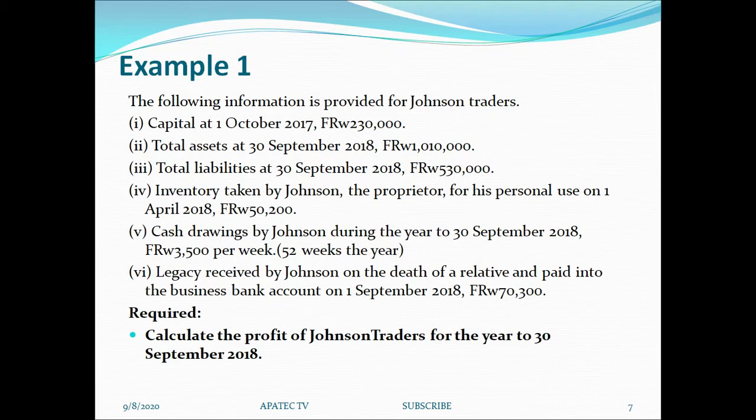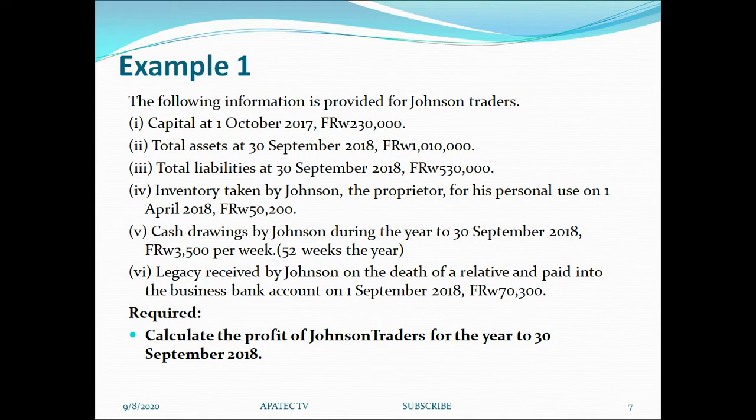Let's go for an example. Example number 1. The following information is provided for Johnson Traders. We have capital on the 1st October 2017 and total assets at 30 September 2018. We have total liabilities at 30 September.